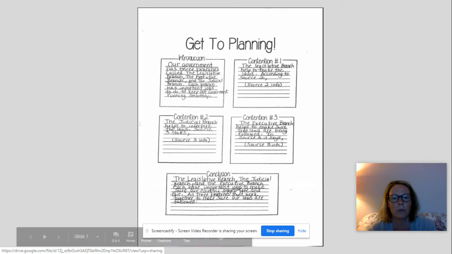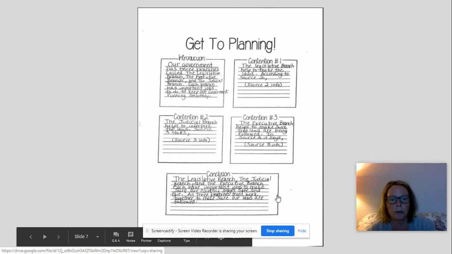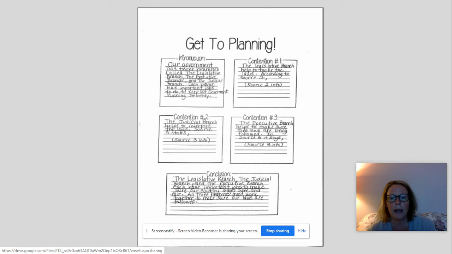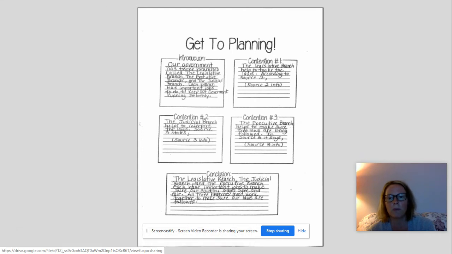And so I'm referencing the fact that they have jobs, which was what the writing prompt was asking you to do. And then I end it by saying all three branches must work together to make sure our laws are followed. And if you notice, each box has about two sentences, two to three, maybe even four.